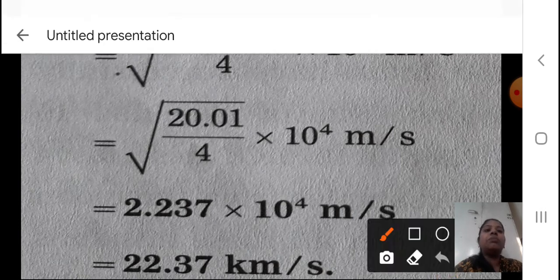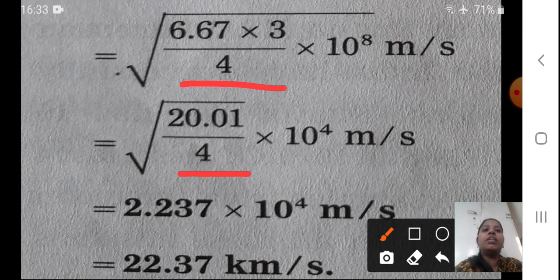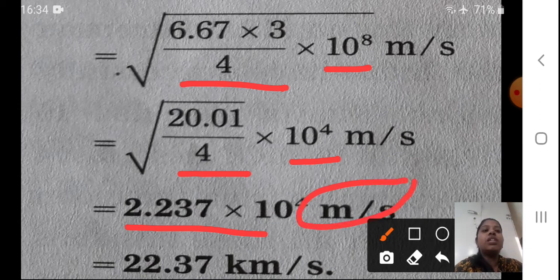When I do the multiplication and division, I have got 20.01 upon 4. This 10 raised to 8 became 10 raised to 4 because I am shifting the point. But if you keep the 10 raised to part aside and do it at the last, no problem. So your answer is 2.237 into 10 raised to 4, which I can write as 22.37 kilometers per second. I have converted meter per second to kilometers per second.